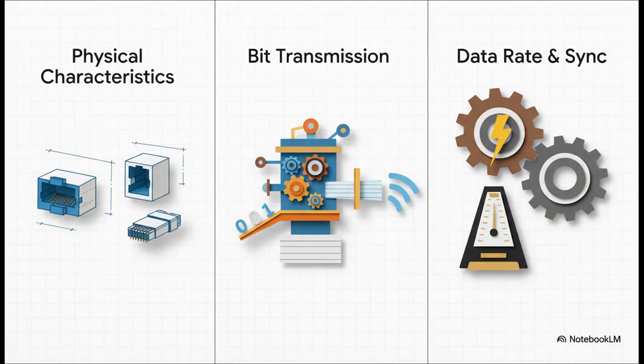First, it defines all the physical characteristics. We're talking the exact shape of a plug, which pin does what, the precise voltage that means 1. Second, it handles the actual bit transmission, that little bit of magic where 1 becomes a pulse of light. And finally, it controls the data rate and synchronization. This is huge. It makes sure the sender and receiver are perfectly in sync, like two musicians tapping their feet to the exact same beat.